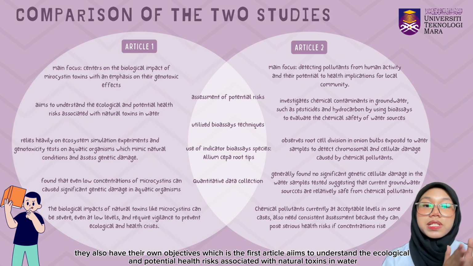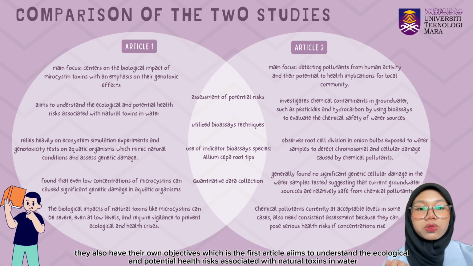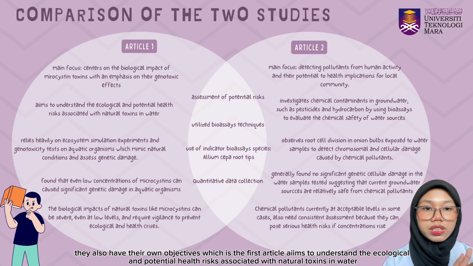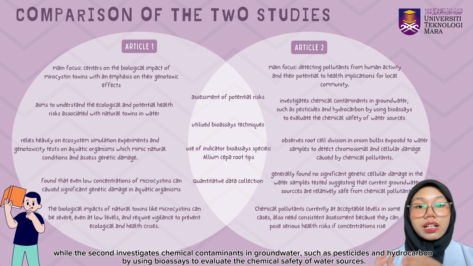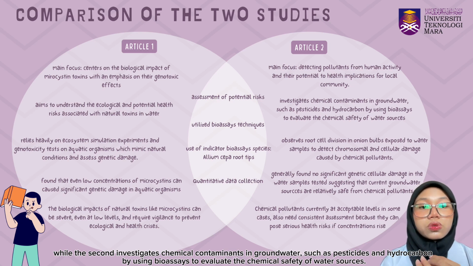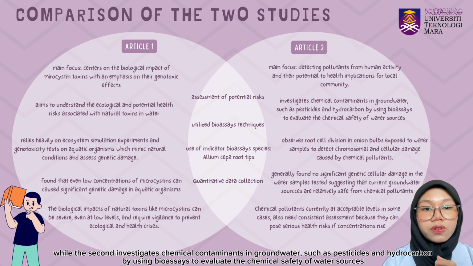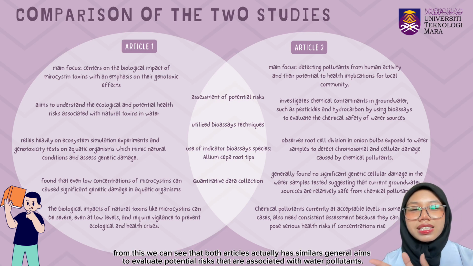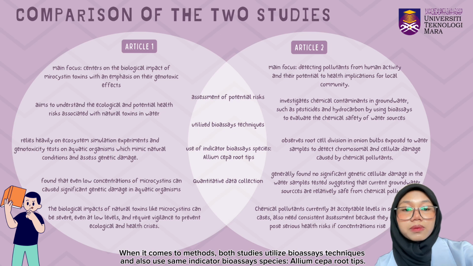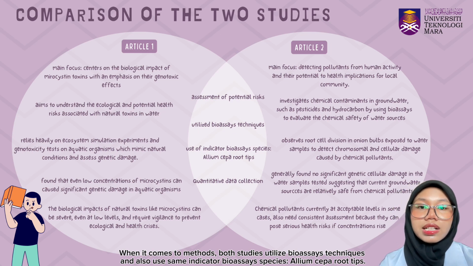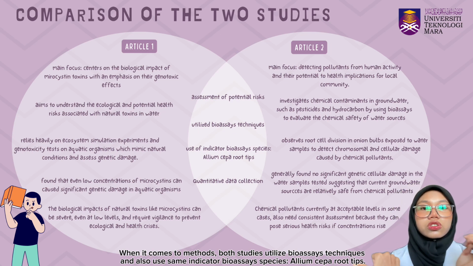They also have their own objectives. The first article aims to understand the ecological and potential health risks associated with natural toxins in water, while the second investigates chemical contaminants in groundwater such as pesticides and hydrocarbons by using bioassays. It is to evaluate the chemical safety of water sources. From this, we can see that both articles actually have similar general aims: to evaluate potential risks associated with water pollutants.